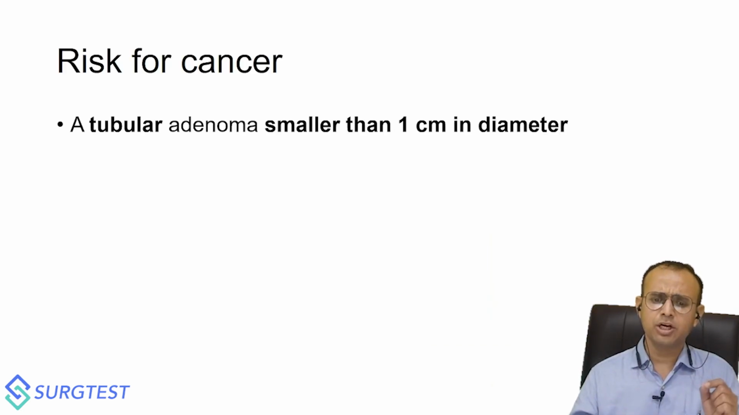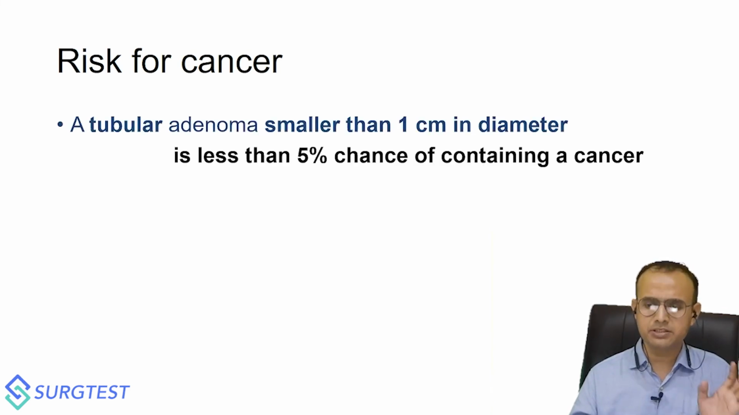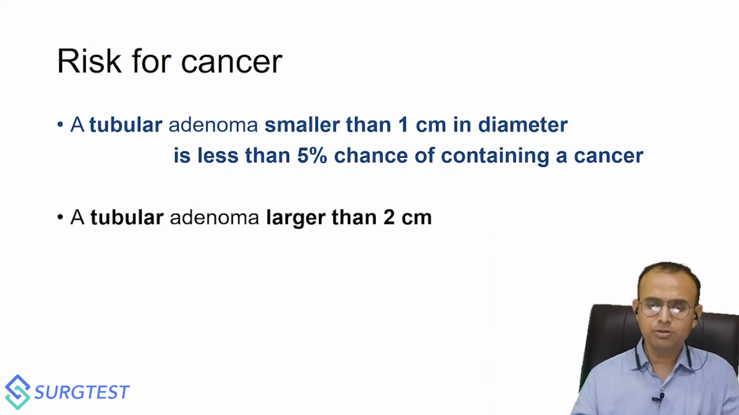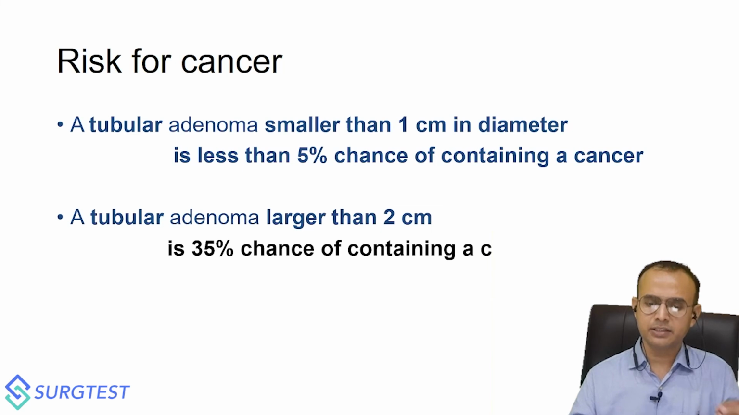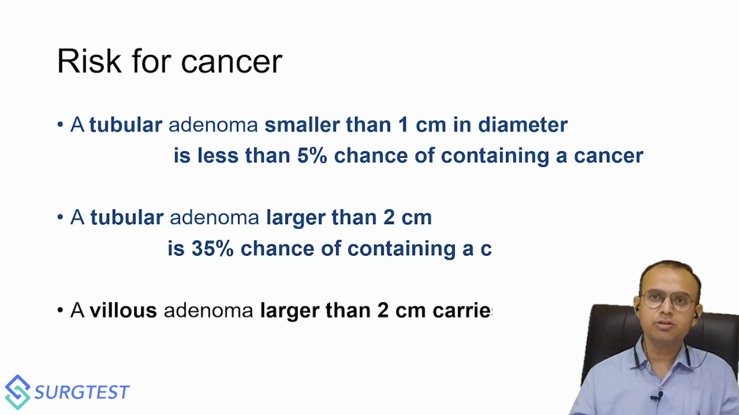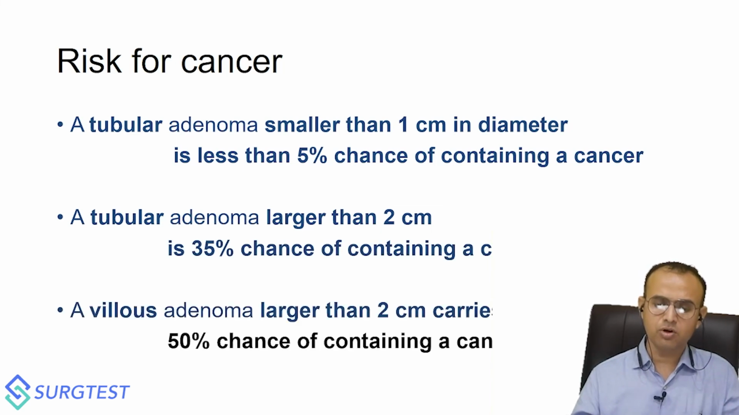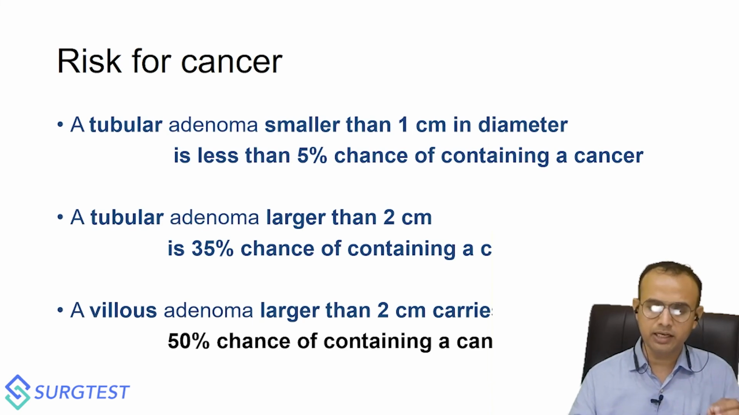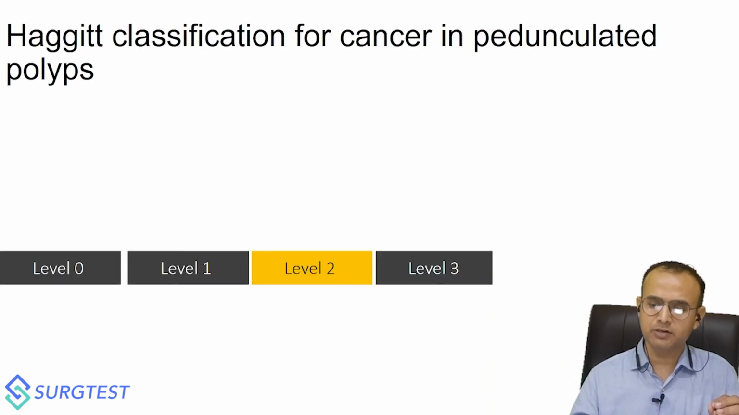Risk of cancer: a tubular adenoma smaller than 1 centimeter in diameter has less than 5% risk of containing cancer. A tubular adenoma larger than 2 centimeters has a 35% chance of containing cancer. A villous adenoma more than 2 centimeters carries a 50% chance of containing cancer.